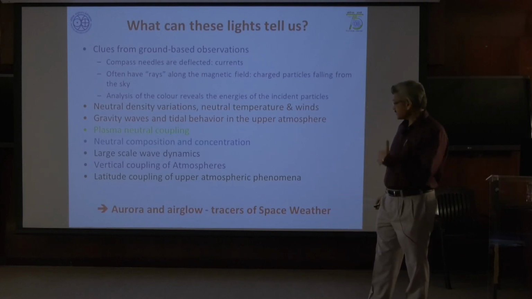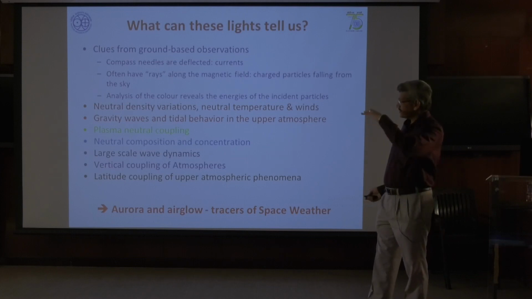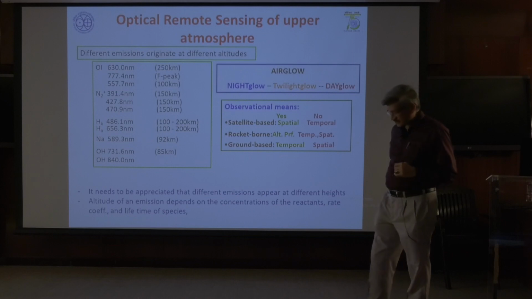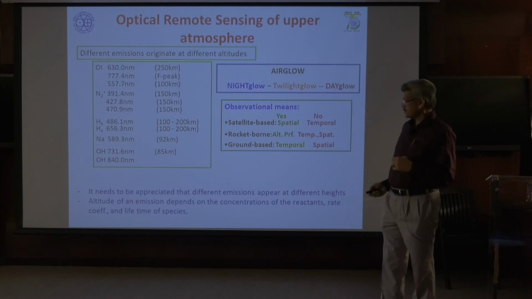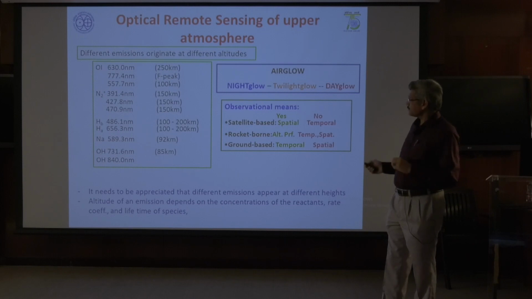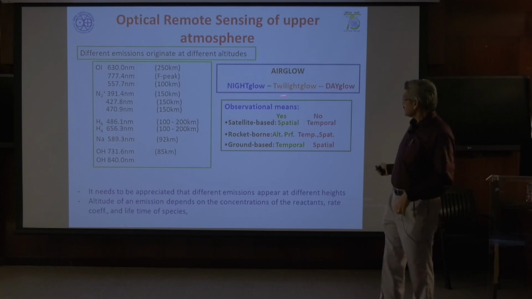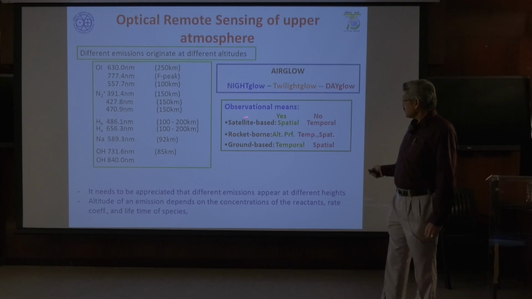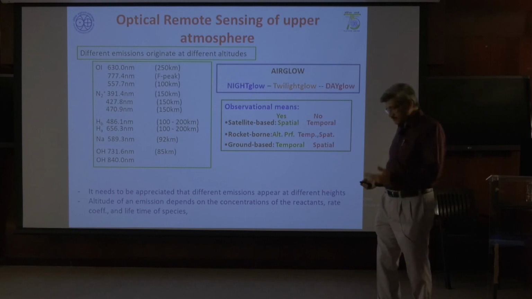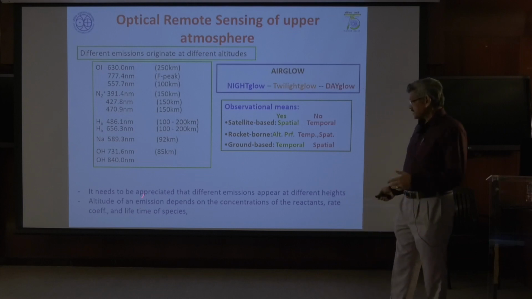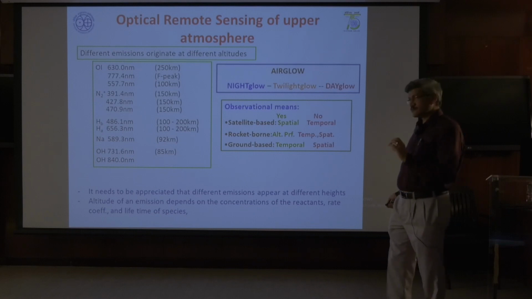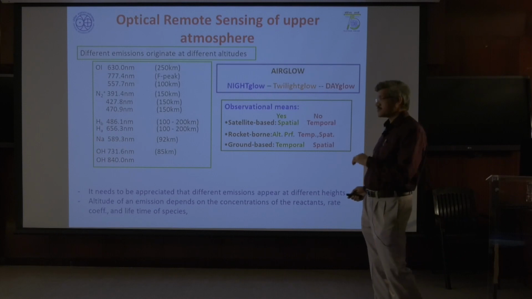Aurora and airglow are the tracers of the weather in the ionosphere thermosphere region, and that summarizes what I wanted to talk about from the broad introduction point of view. There are various wavelengths. I'll not go into them, but these are natural phenomena, so they occur all the time: nighttime, twilight time, daytime, and the nomenclature is pretty standard. It's called night glow, twilight glow, and day glow. Measurements have been made from satellites, rockets, and ground based, and it should be appreciated that different emissions occur at different heights, and the altitude of an emission depends on the concentration of the reactants, rate coefficients, and lifetime of the species.